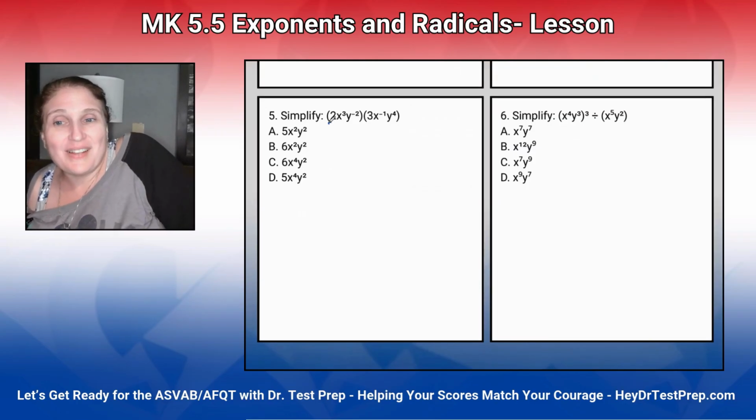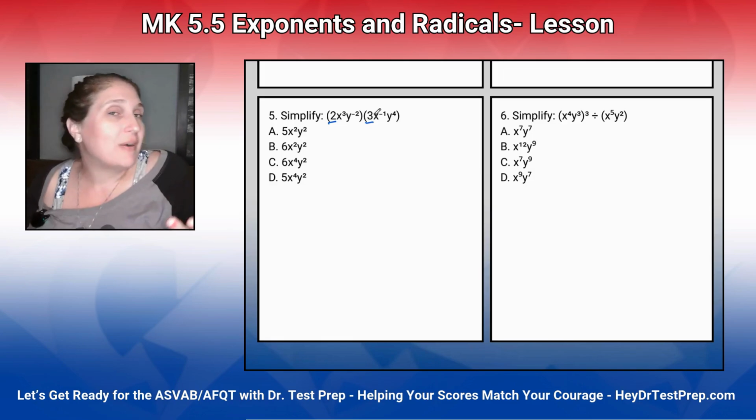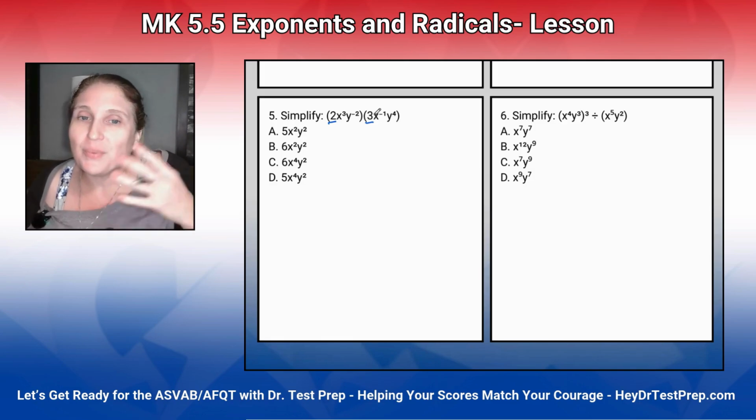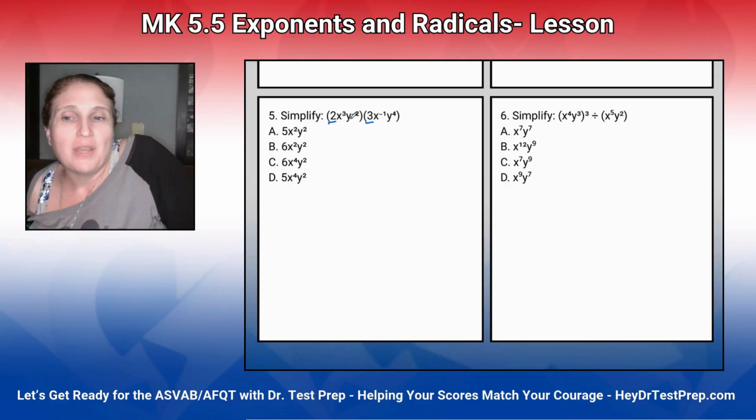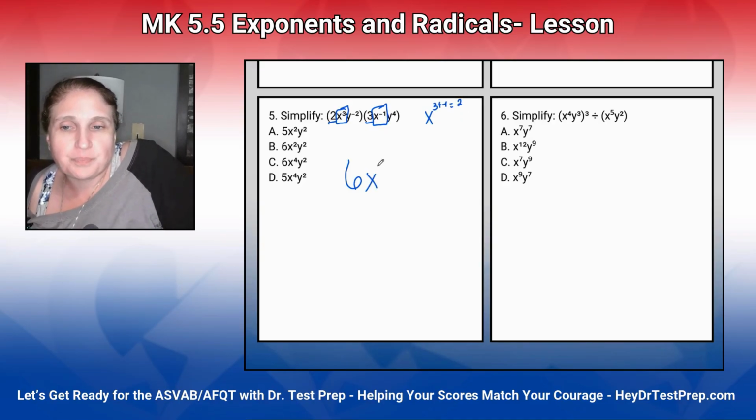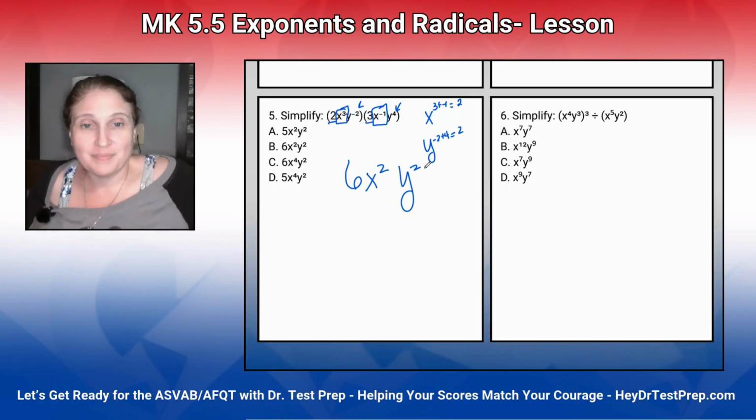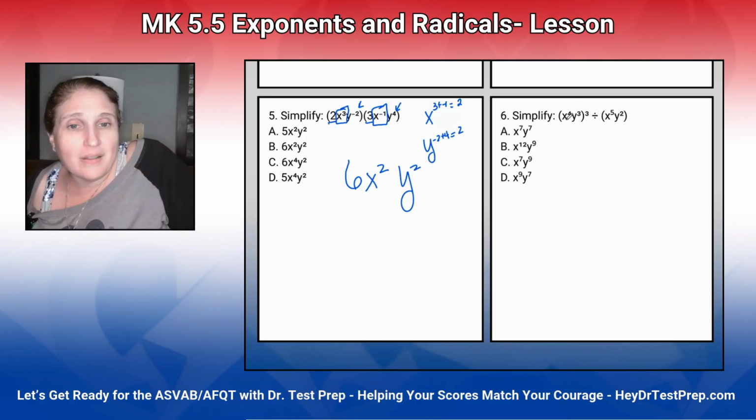Let's go. Coefficients first. I don't have to separate them out because none of them are being multiplied to a power, so I can kind of work with it right in the problem. So 2 times 3 is 6. Remember, we add exponents. So 3 plus negative 1 gives me positive 2. Then I've got my y's. I've got a negative 2 and a positive 4, which gives me a positive 2. That's it.